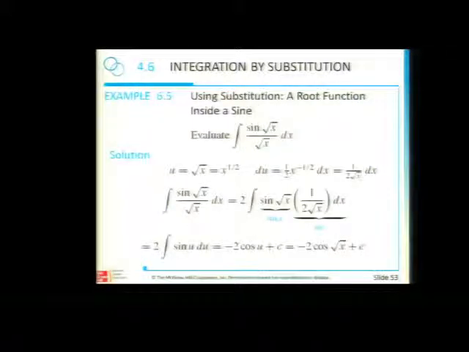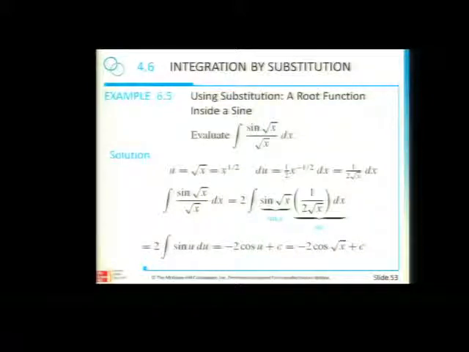Another example: sine of square root x over square root x. We want to integrate this. So we must observe what we differentiate can become another function appearing in the integrand. You have square root x, and you have 1 over square root x. Which one do we differentiate to obtain the other one?